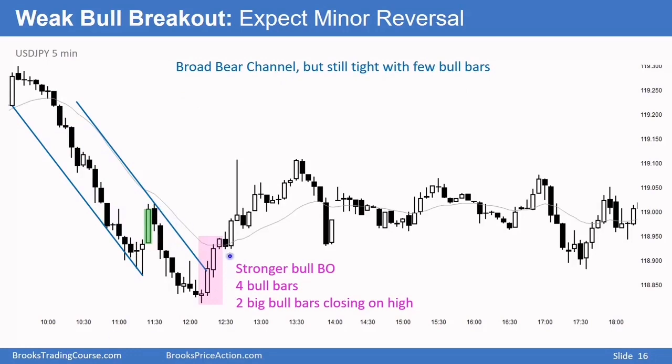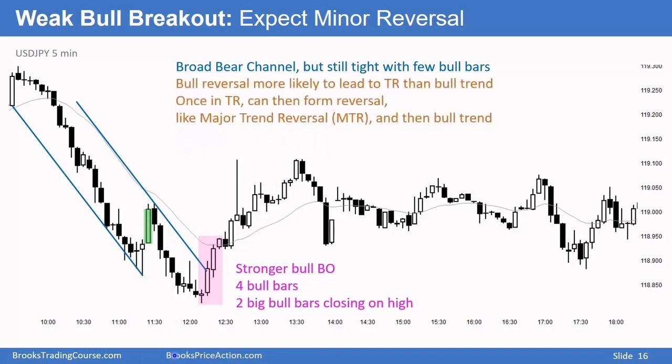At this point, we're still getting lower highs. So we're still in a broad bear channel. But this is a pretty strong reversal, following fairly closely after this bull reversal, it increases the chances that we're going higher. The overall bear channel is still fairly tight, not too many bars up, possibly still a minor reversal.